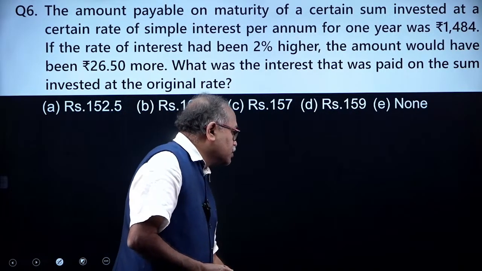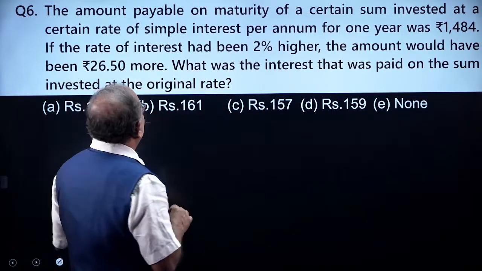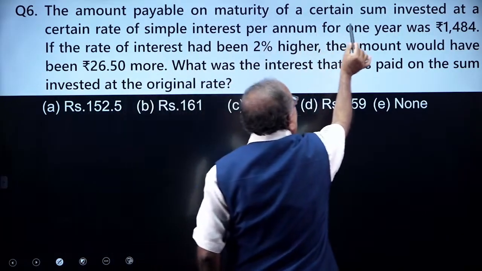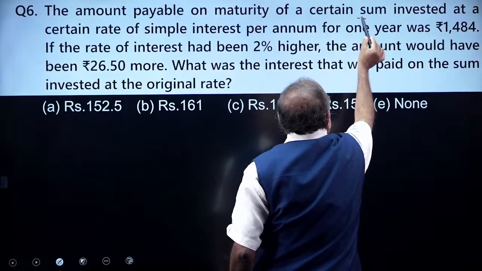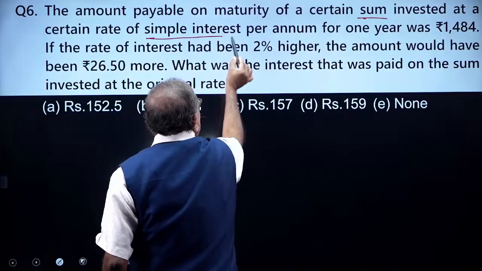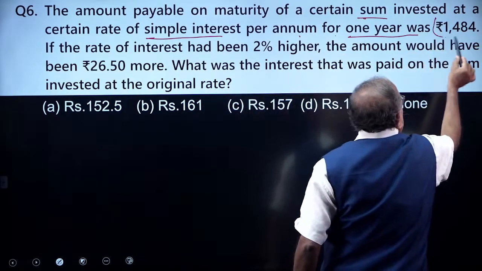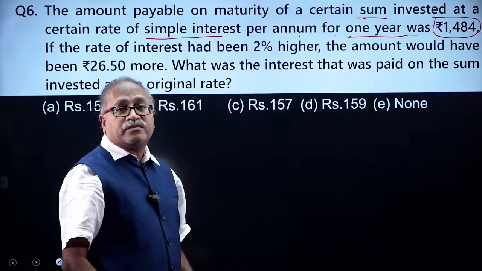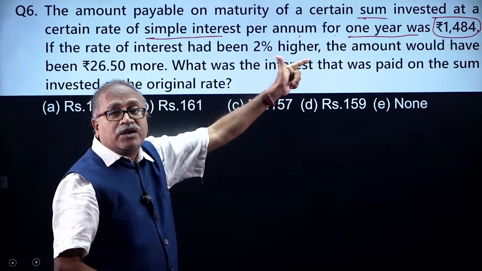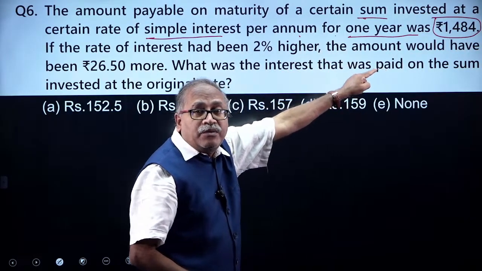So what is this question all about? Don't panic by seeing the large text. The amount payable on maturity at a certain sum invested at the rate of simple interest per annum for 1 year was 1484 on simple interest. That is the amount. I don't know the sum, I don't know the rate of interest, but I know the time, which is 1 year, and I know the amount.